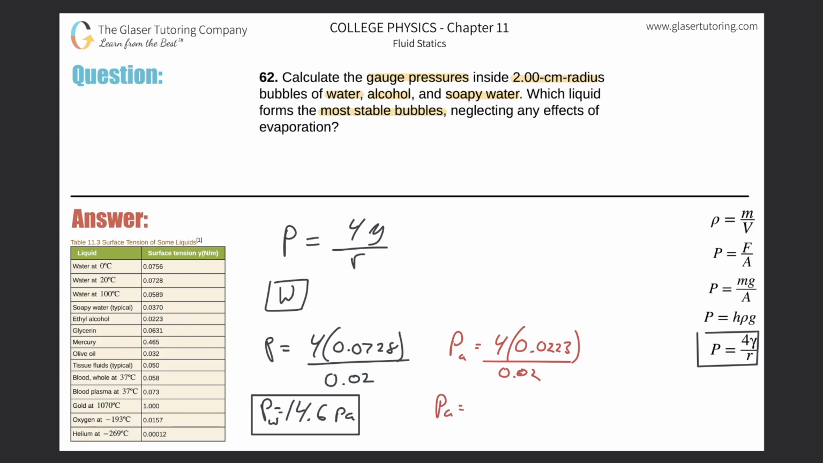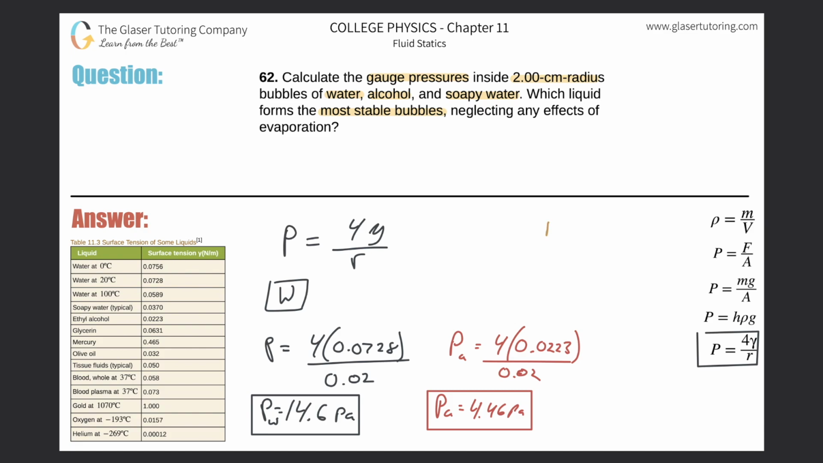Now we just got to type it into the calculator. So 4 times 0.0223 divided by 0.02. And here is 4.46, so this is 4.46 pascals. Okay, great. And last but not least, let's do it for the soapy water.